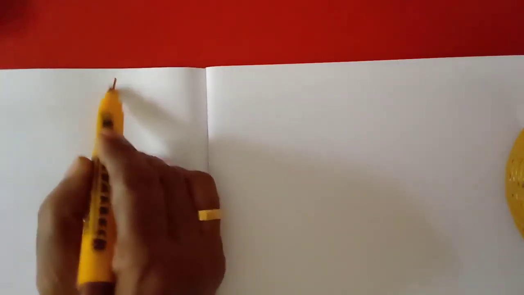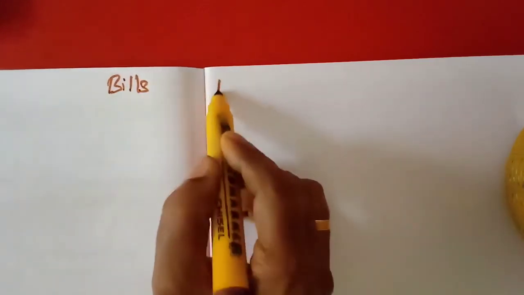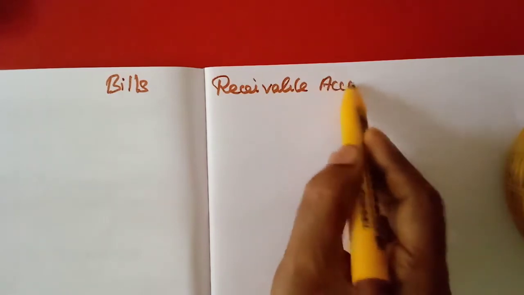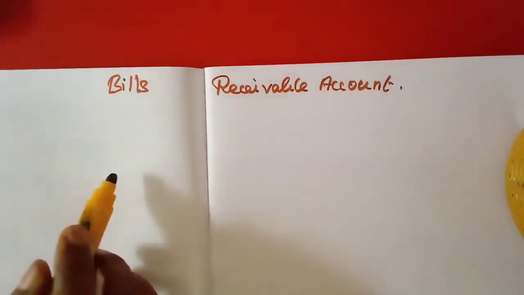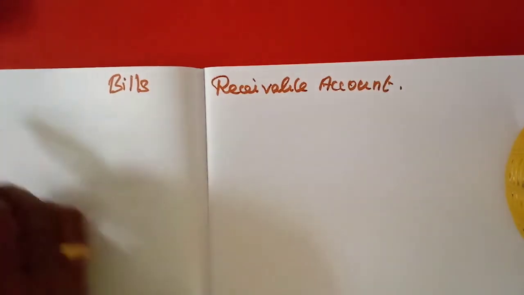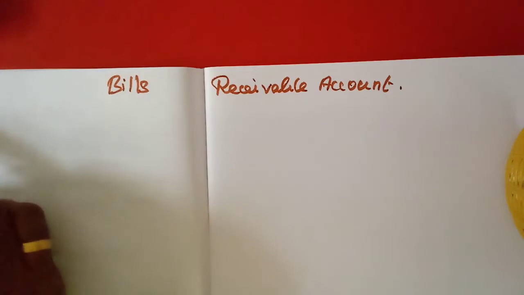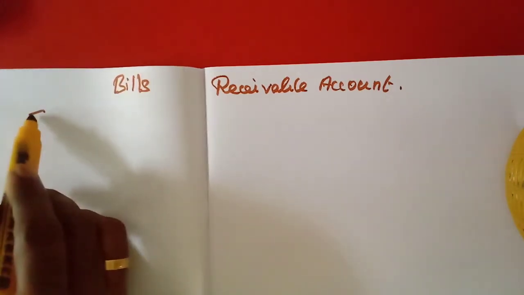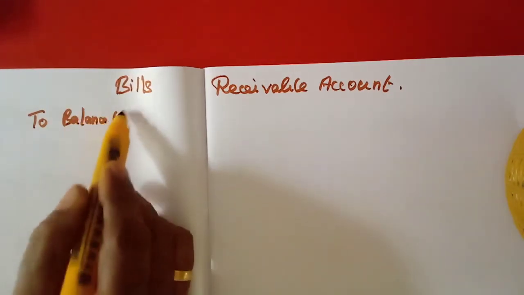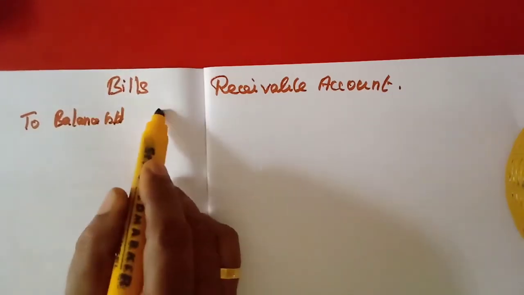Okay, first we have to prepare. First we have to write the number, isn't it? That's our first number 13. I am writing. Now first the bills receivable account. First we should write debtors. The second one, bills receivable opening. So here I will write: To balance brought down, 60,000.